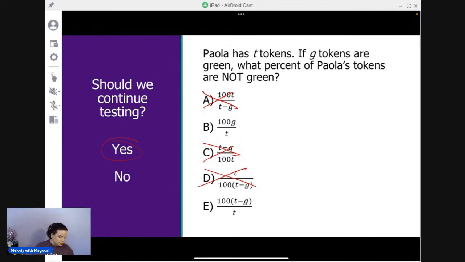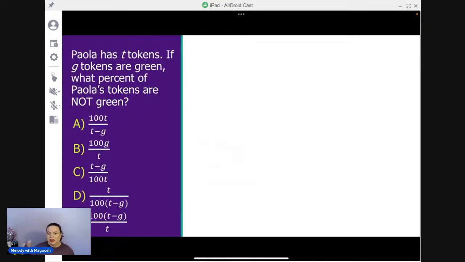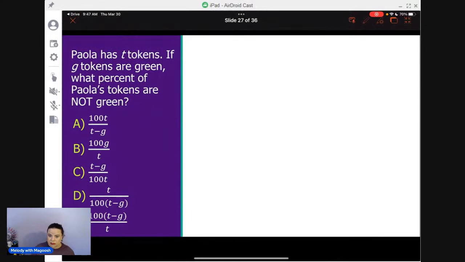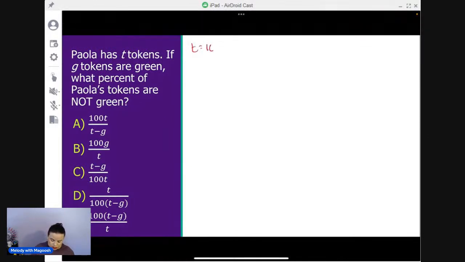And to repeat the process, this may sound obvious, but I'm going to state it. We need to choose different numbers. Repeating the process with the same numbers will not help. So to repeat the process, I just need to pick new smart numbers. Maybe things worked out a little too easy because it was a 50-50 split. So I'm just going to make one adjustment. I'm going to say that there are still T equals 100 tokens. But instead of 50%, I'm just going to change it and say that 40 tokens are green. And so my target answer is going to be 60.